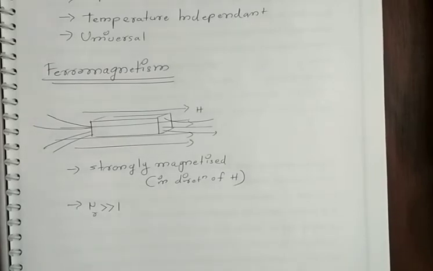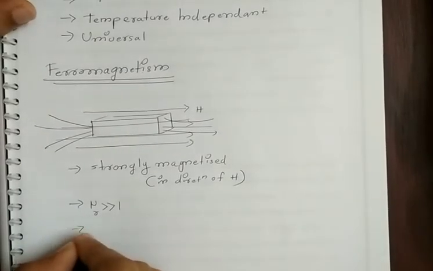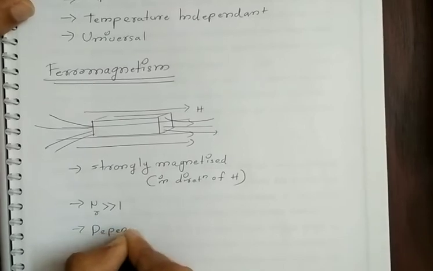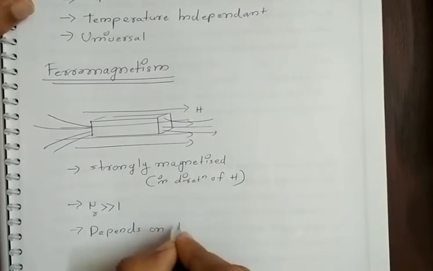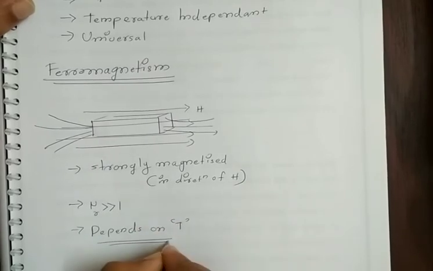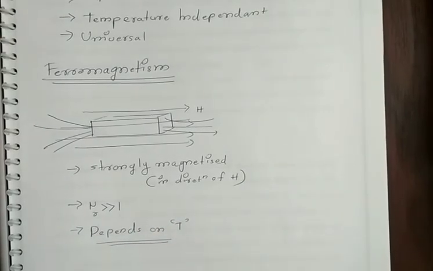And just like paramagnetic material, it also depends on temperature. You do not have to study this in detail. That depends on temperature, capital T. So this is the basic difference between the diamagnetic and ferromagnetic behavior of a magnetic material.